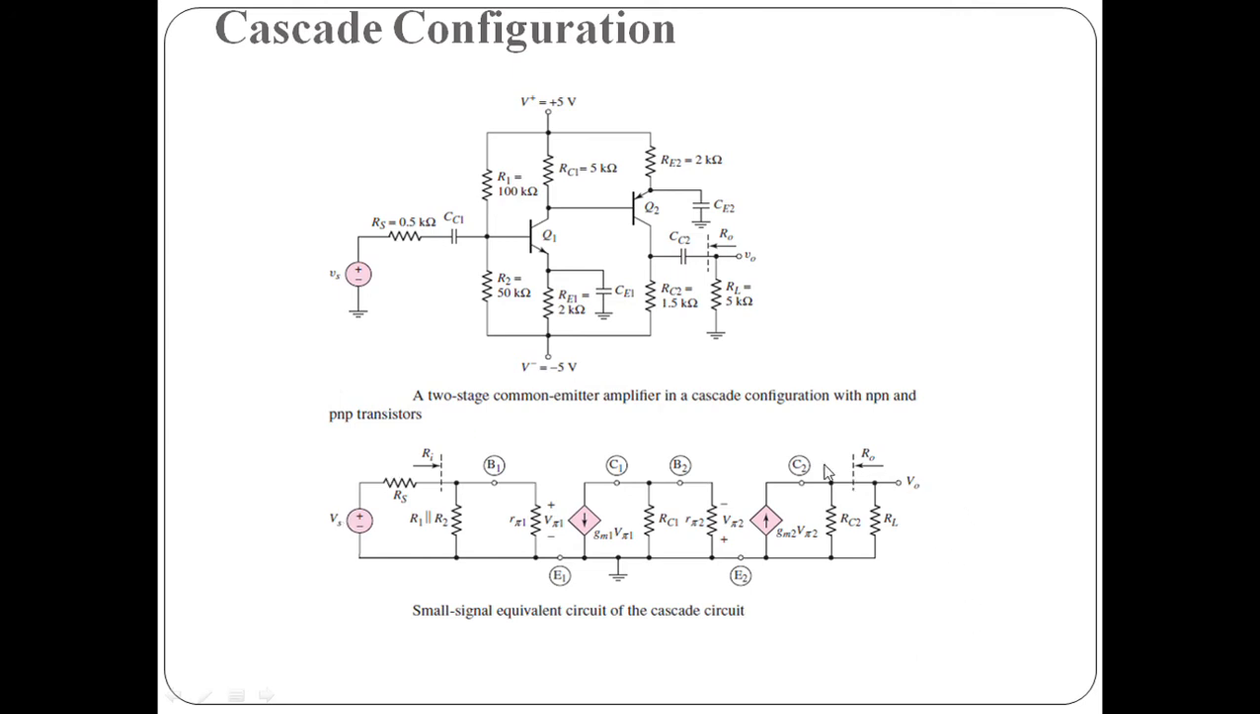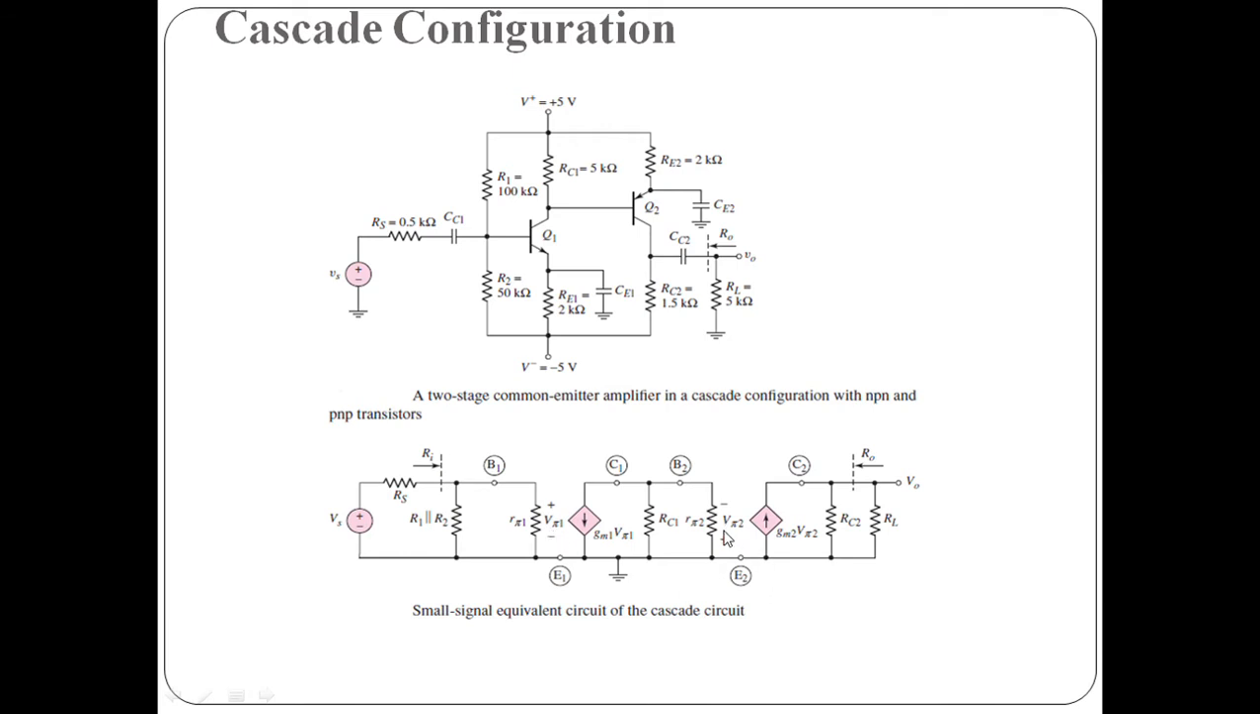First we will find V naught by V pi 2. The output voltage is the voltage across these two resistors, which are connected in parallel, and the current that flows through them is given by gm2 into V pi 2. So I can write V naught is equal to I into R, that is, gm2 V pi 2 into RC2 parallel with RL. If I bring V pi 2 to the other side, V naught divided by V pi 2 can be written as gm2 into RC2 parallel with RL. Next, we are going to find V pi 2 divided by V pi 1.